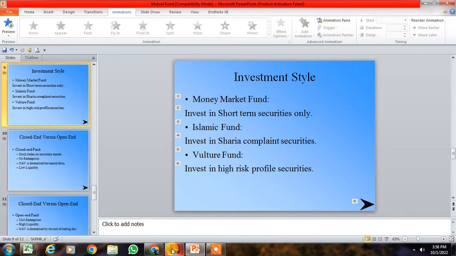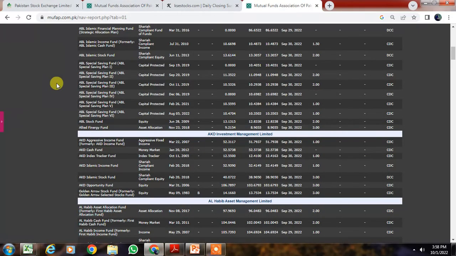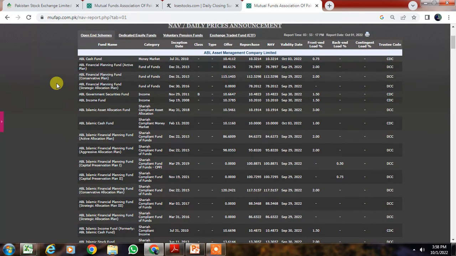Let me make it clear from the website. Now you can see, my dear, this is the ABL mutual fund. It has different categories. See, ABL cash fund comes under the money market fund. It means that this pool of the ABL mutual fund only invests in money market securities, and only in short term securities. You can see here the fixed income fund. If you purchase a unit of this pool, it only invests in fixed income securities. Similarly, my dear, you can see the Islamic fund.